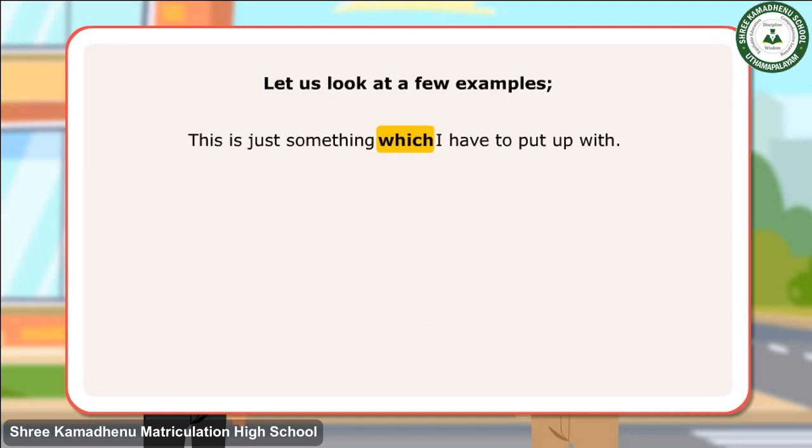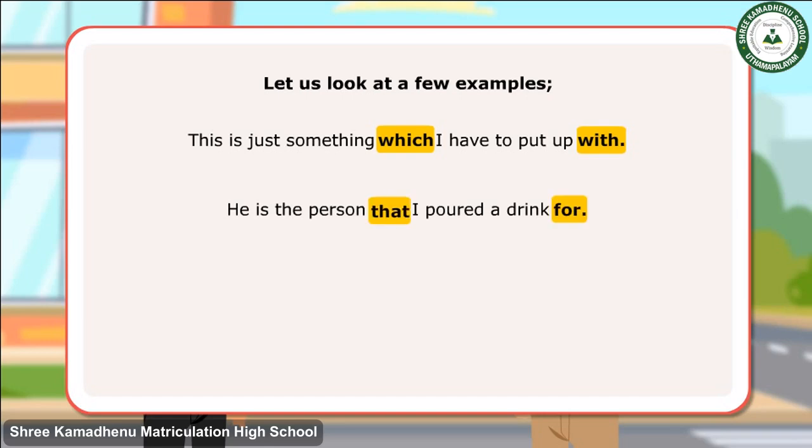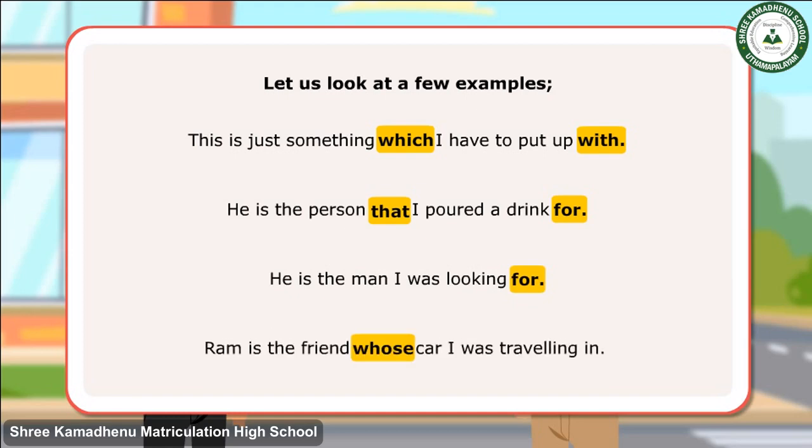This is just something which I have to put up with. Used with a phrasal verb in the relative clause. He is the person that I poured a drink for. For is used as the relative pronoun is functioning as the indirect object of the verb in the relative clause. He is the man I was looking for. Here, whom is understood. Ram is the friend whose car I was traveling in. Used at the end of the sentence with relative pronoun whose.